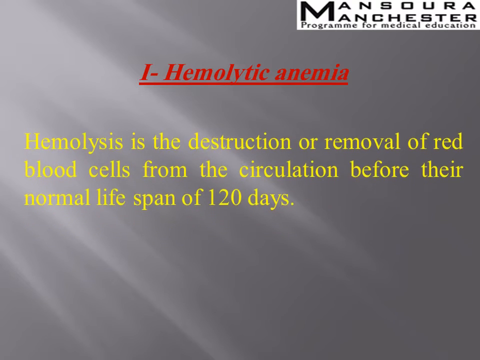First, hemolytic anemia. Hemolysis is the destruction or removal of red blood cells from the circulation before their normal lifespan of 120 days. While hemolysis can be a lifelong asymptomatic condition, it most often presents as anemia when erythropoiesis cannot match the pace of red cell destruction.